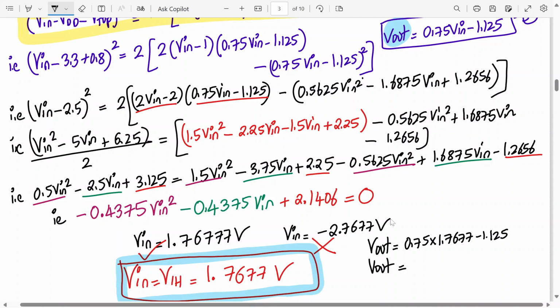0.75 into 1.7677 minus 1.125. How much is that? Someone? It is around 0.2. Yes or no?